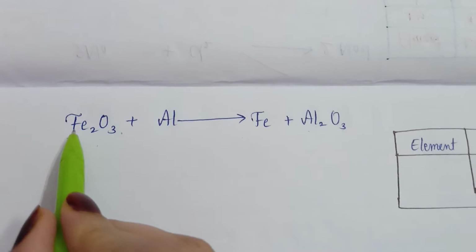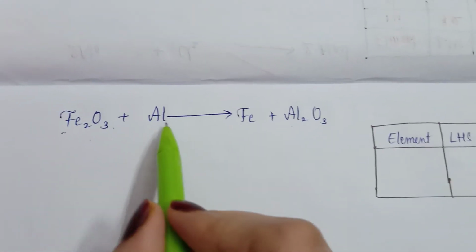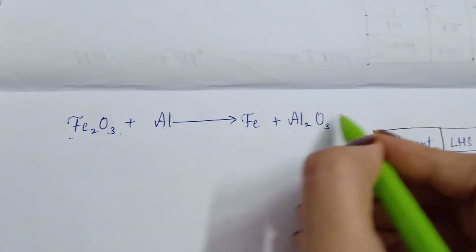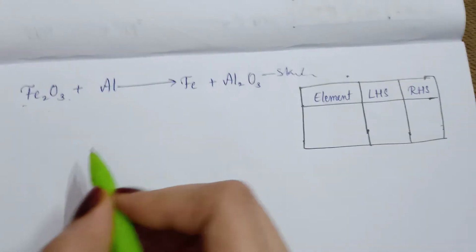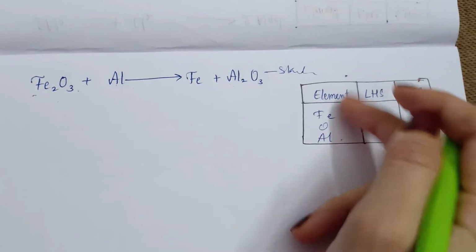As you can see here, iron: 2 on one side, only 1 on the other. Oxygen: 3 here, 3 here. But aluminium: only 1 here, 2 here. So it is unbalanced, which means a skeletal equation, right? So we have to balance it. We have iron, oxygen and aluminium, 3 elements, right?